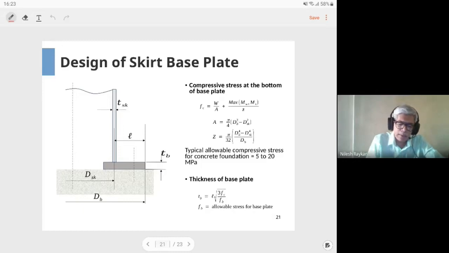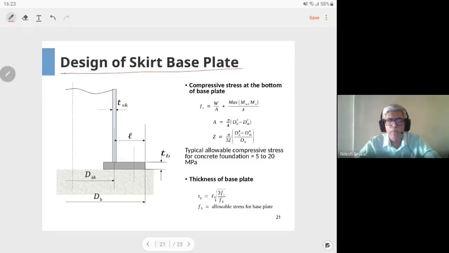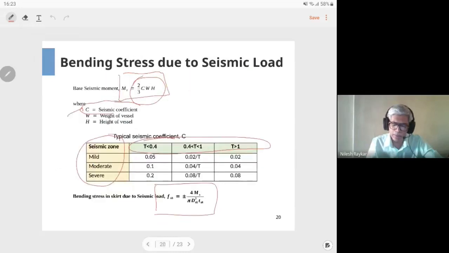Okay, next is, based on that, you calculate the net stress on the vessel, on the skirt. You take the maximum of the wind moment and seismic moment, whichever is governing, you add it to the dead weight condition and then calculate the net stress.